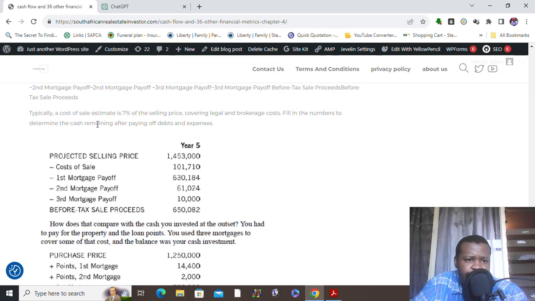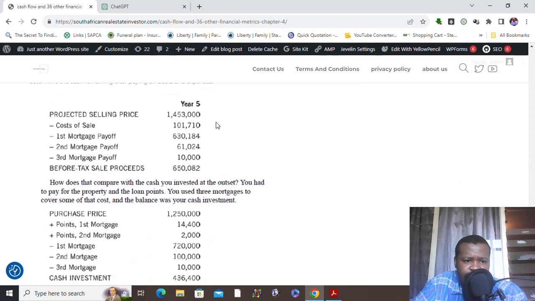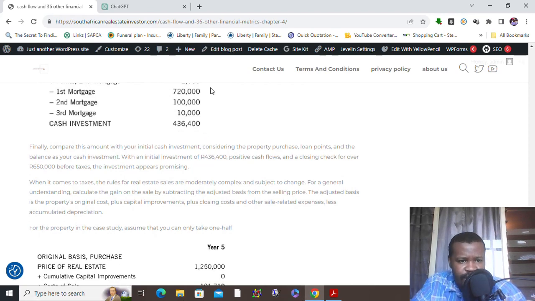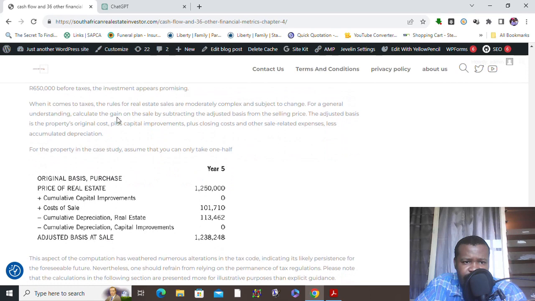Fill in the numbers to determine the cash remaining after debts and expenses. Finally, compare this amount with your initial cash investment, considering the property purchase, loan points, and the balance as your cash investment. With an initial investment of 436,000, positive cash flows, and a closing check for over 650,000 before taxes, the investment appears promising.